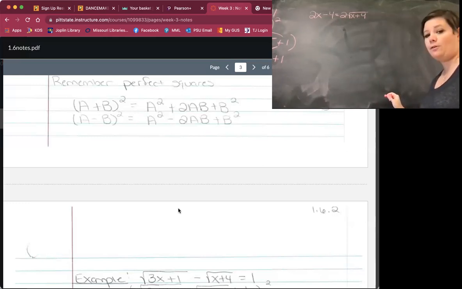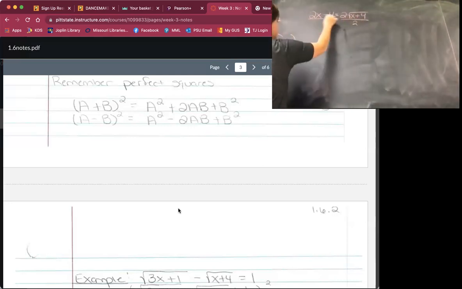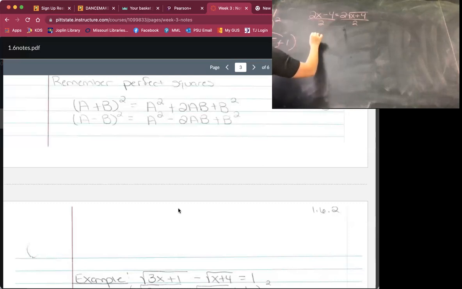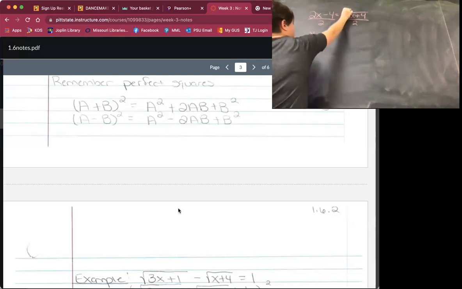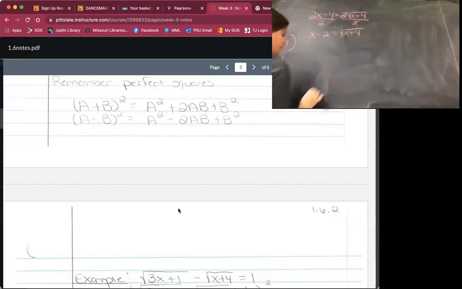We still have that 2 out in front, so we're going to divide everything by 2. Divide by 2. Divide by 2. 2x divided by 2 is x. Negative 4 divided by 2 is a minus 2. And then those go away, so I'm left with square root x plus 4. Now I have my radical completely isolated.